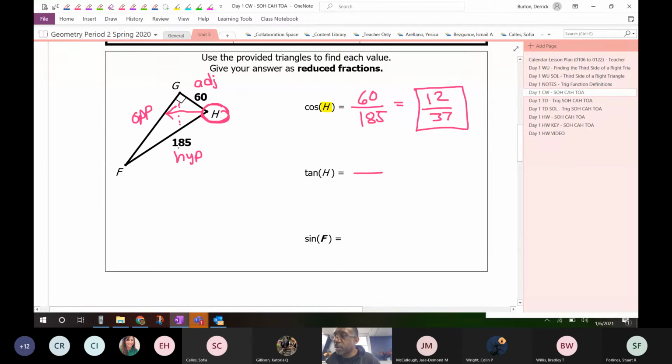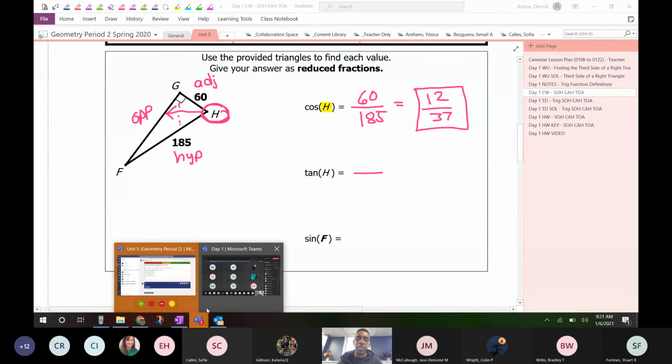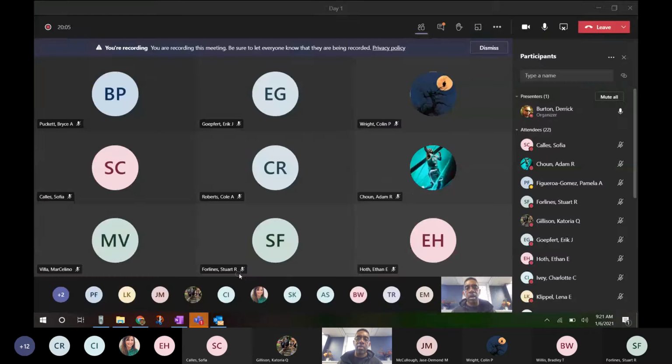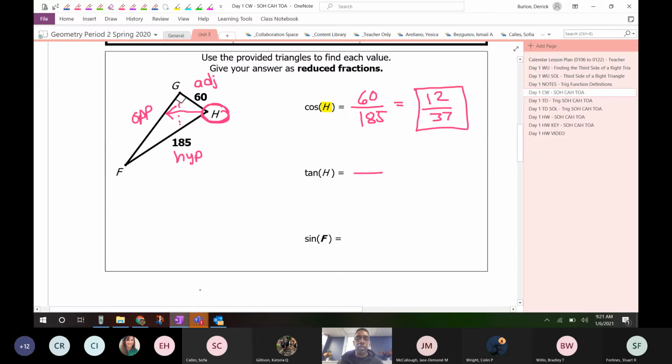Bryce is saying that my screen is frozen, but it's probably actually Bryce's screen that's frozen. So Bryce, if you can hear me, actually, okay, here, I'll do this in case. Never mind. Okay, Bryce says never mind.